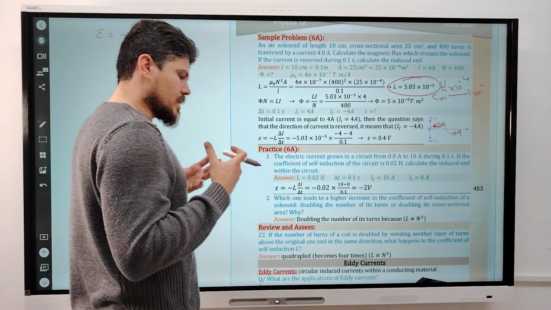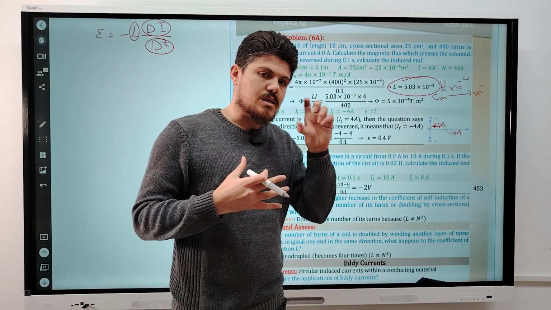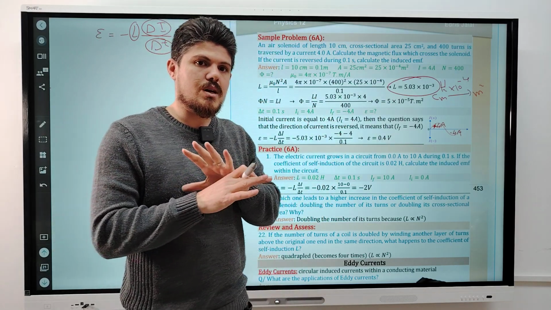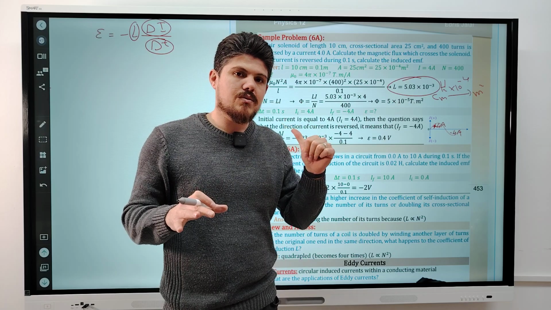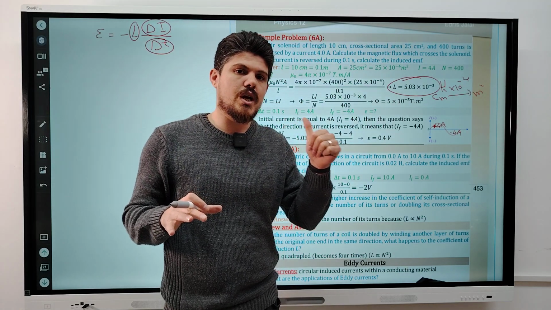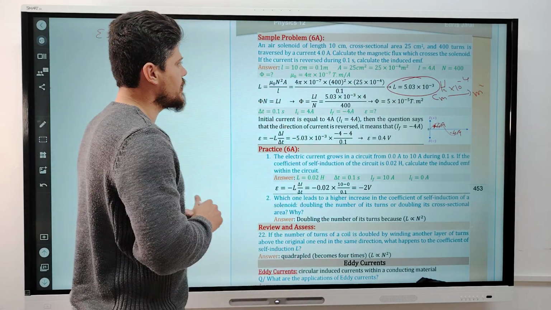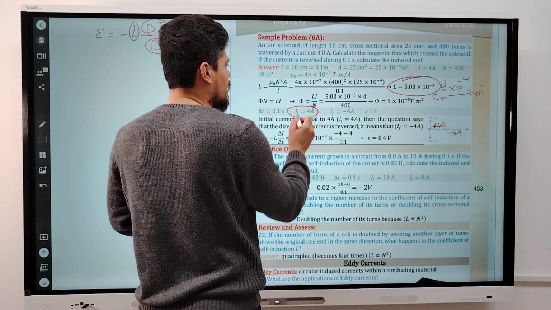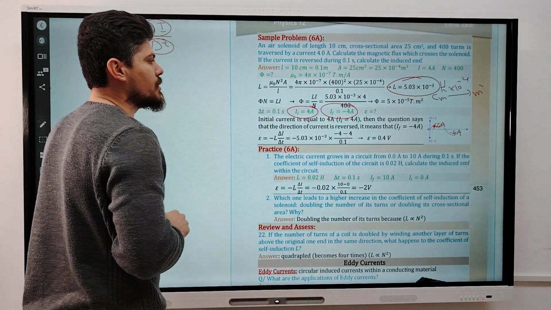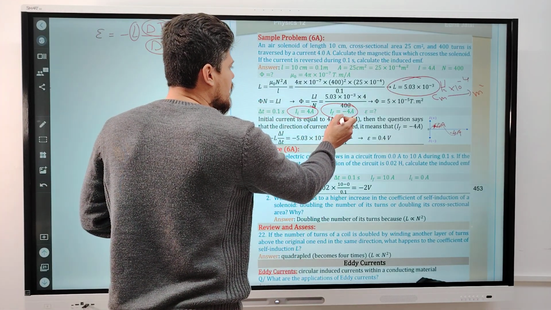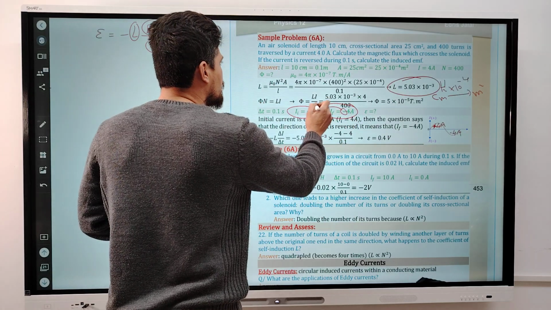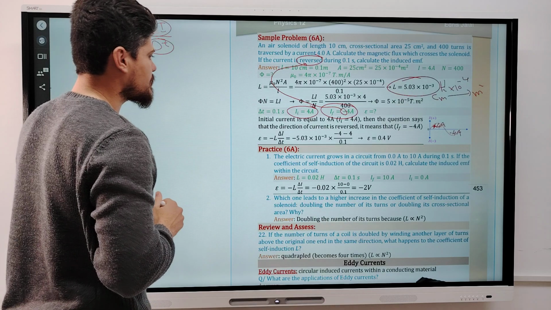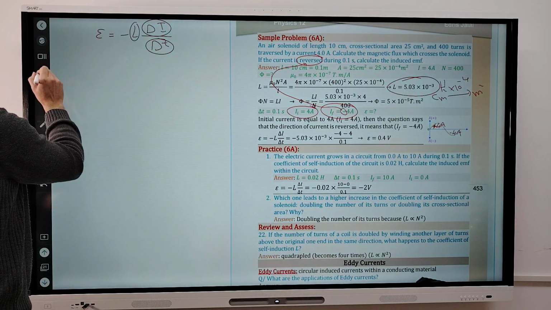Yes. After the current is reversed, the sign of the current changes, not the magnitude. In this case, the magnitude of the current does not change. The magnetic flux results through the changing of the direction of the current. Okay. I initial was 4 ampere, I final is negative 4 ampere. Why is the final current negative? Because the current is reversed.